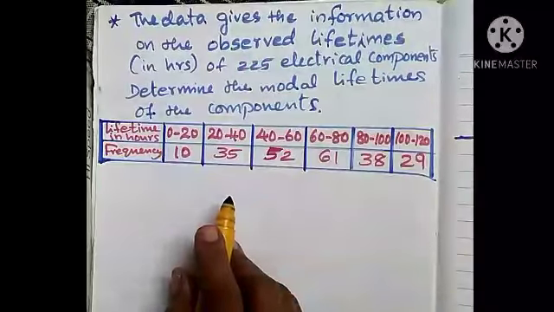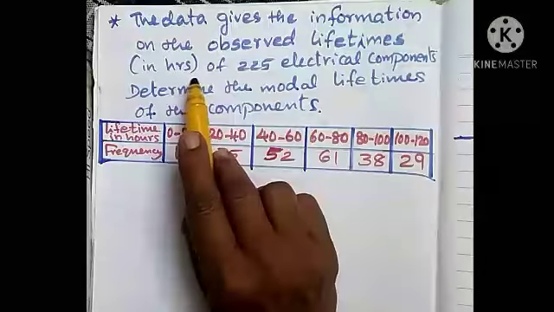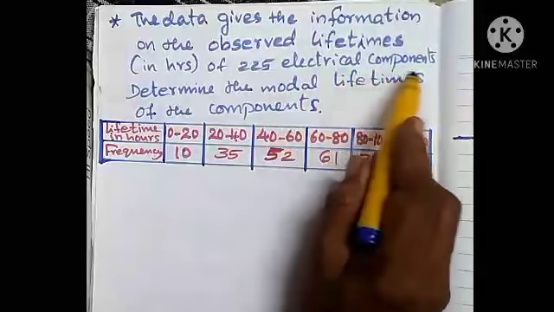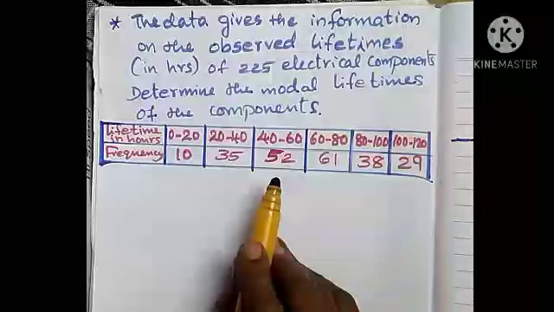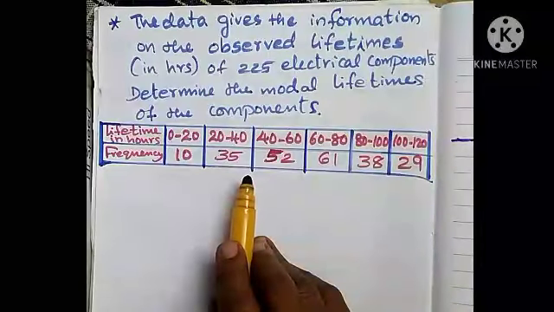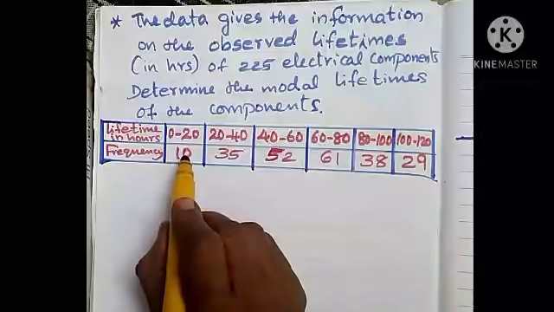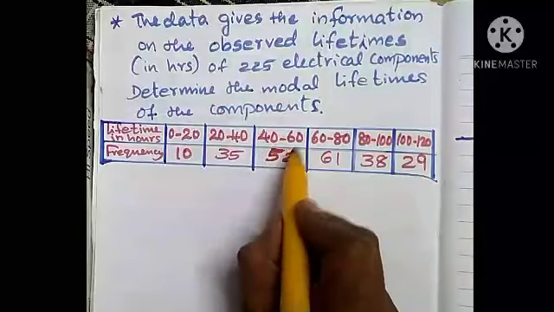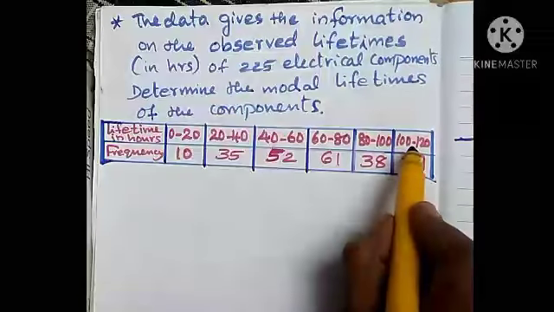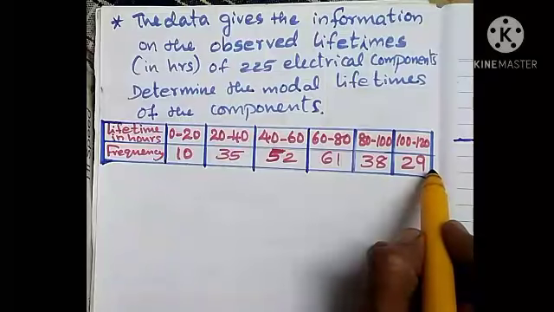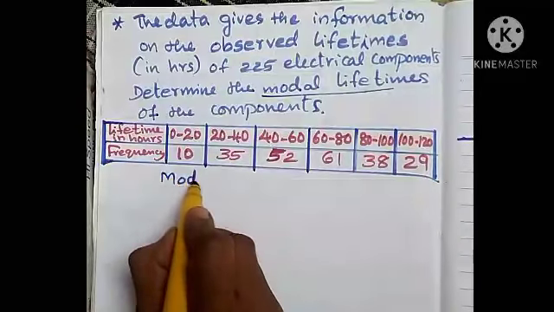Next question is, the data gives the information on the observed lifetimes in hours of 225 electrical components. Determine the model lifetime of the components. Now the table is given, lifetime in hours and frequency. So 0 to 20, 10. 20 to 40, 35. 40 to 60, 52. 60 to 80, 61. 80 to 100, 38. 100 to 120, 29. We need to find the model lifetime. Means what? Mode we are going to find.